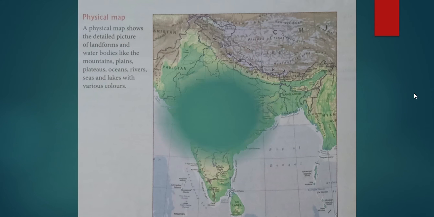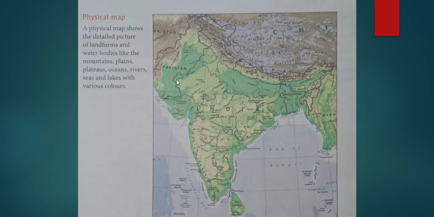Now, as you can see in the picture, it's an example of physical map. Now, what is physical map? It is written here that a physical map shows the detailed picture of landforms and water bodies like the mountains, plains, plateaus, oceans, rivers, seas, and lakes with various colors. So it's a beautiful example of physical map, where we can see the physiographic condition of a particular area.